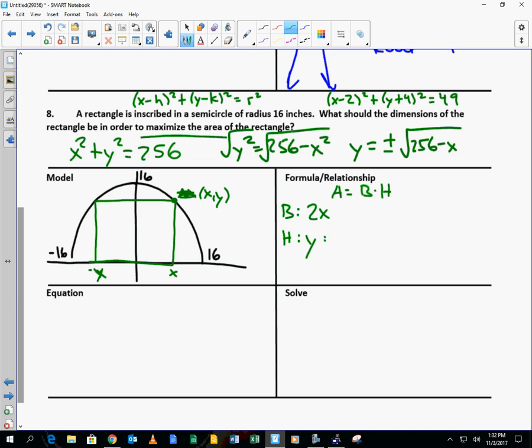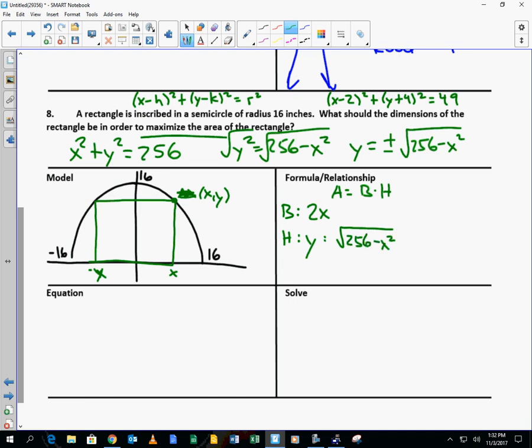Since we just have the top, as Grace said, do we want the plus square root or the negative square root? Plus, that's the top portion. The negative would be the bottom. So yes, y is the square root of 256 minus x squared.